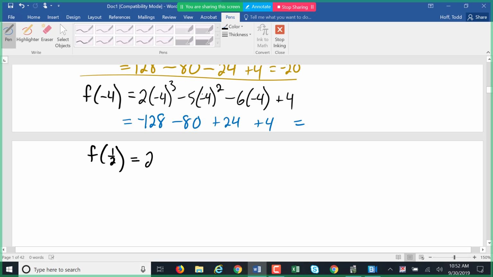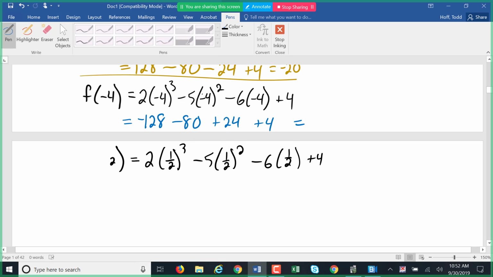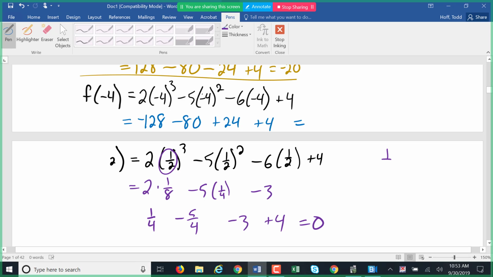F of 1/2, 2 times 1/2 to the third minus 5 times 1/2 squared minus 6 times 1/2 plus 4. So I'm going to have to take this one the long way. 1/2 to the third is 1/8 times 2 is 1/4. 1/2 squared is 1/4 times negative 5 is negative 5/4. Negative 6 times 1/2 is negative 3 plus 4. That actually does add up to 0. So 1/2 is a factor. 1/2, I should say, is a root, which means x minus 1/2 is a factor.